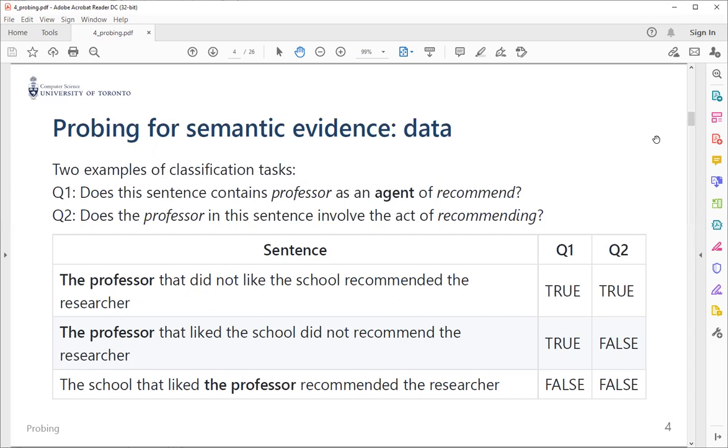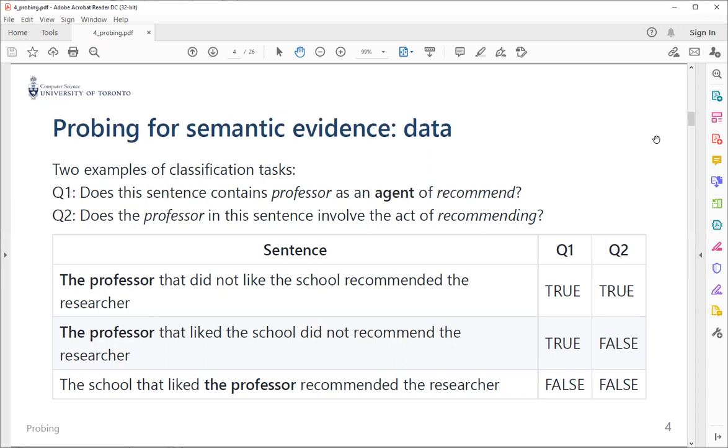Following are some examples. Like this: the professor that did not like the school recommended the researcher. So the professor here is both an agent of the action recommend and also involved in the act of recommending. But if the professor didn't recommend the researcher, then although the professor is still an agent, he is not involved in the act of recommending. So Q2 should be false in the second sentence. However, in the third sentence, the school that the professor liked recommended the researcher. So the agent of recommendation is the school, it's not the professor. So the professor is not involved in either as an agent of the recommend or the act of recommend. So both questions should return false answers.